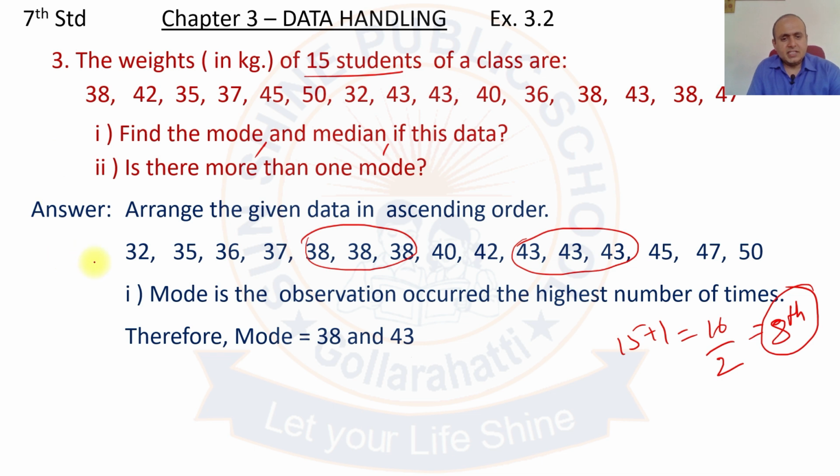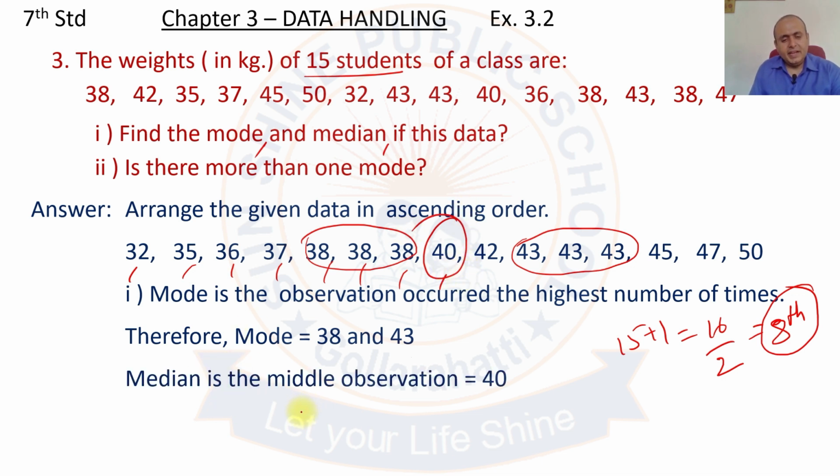Here we have arranged the data in ascending order, and we count to 8: 1, 2, 3, 4, 5, 6, 7, 8. The 8th term we got is 40. Therefore, the median here, the middle observation, is 40. They have asked one more question: is there more than one mode? Here we got two modes, 38 and 43. Therefore, yes, there are two modes in these observations.